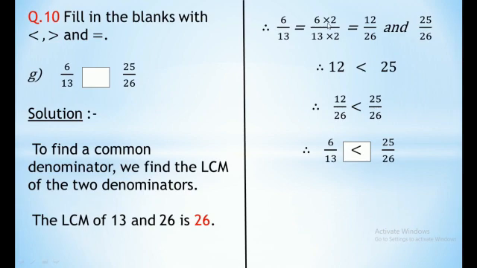So at the numerator also we have to multiply by 2. 6 2s are 12, 13 2s are 26. Okay, so here we got the denominator as 26. Our second fraction 25 upon 26 already has the denominator 26, so we'll keep it as it is. Now compare numerators. Here 12 and 25. 12 is less than 25. So we can write 12 by 26 is also less than 25 upon 26. So our given fraction 6 by 13 is also less than 25 by 26.